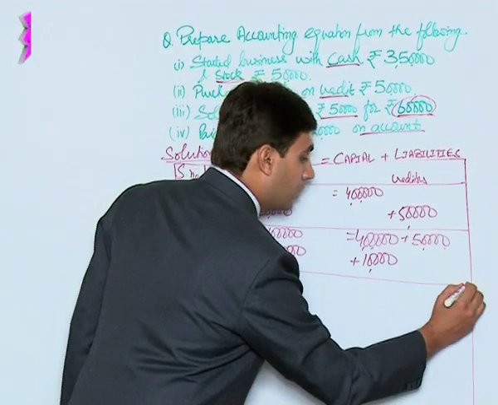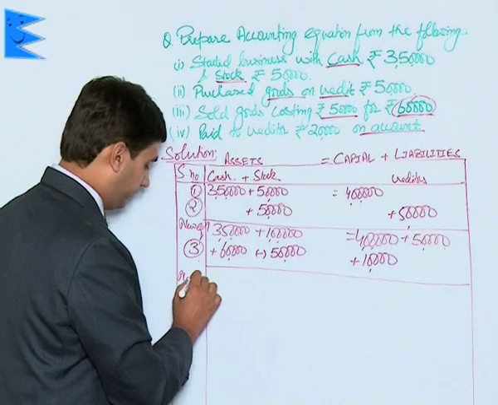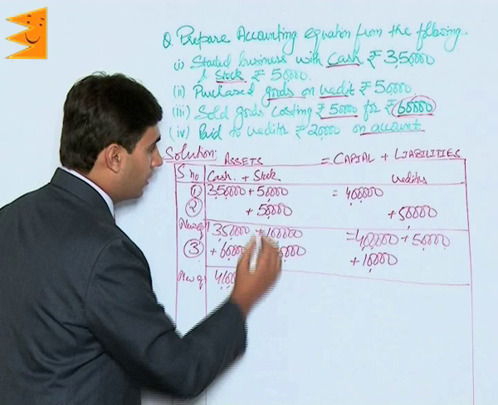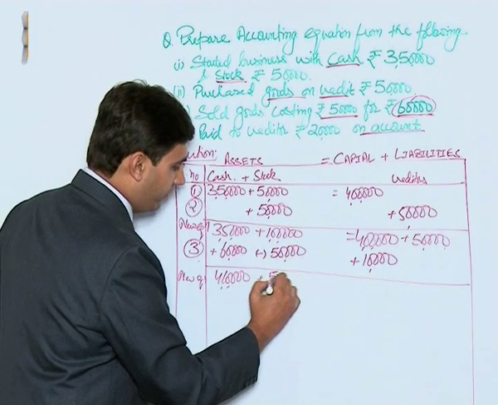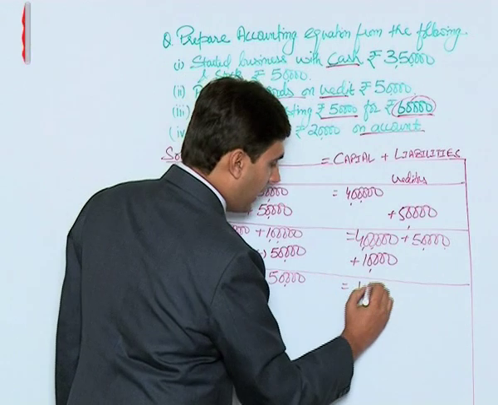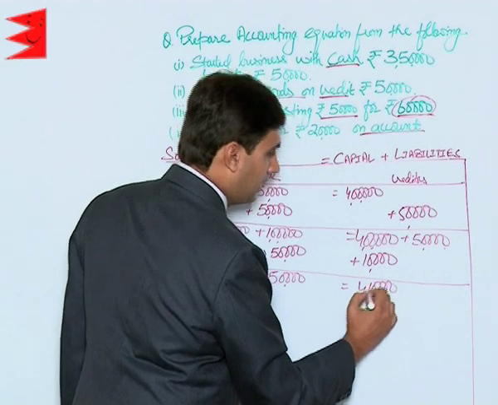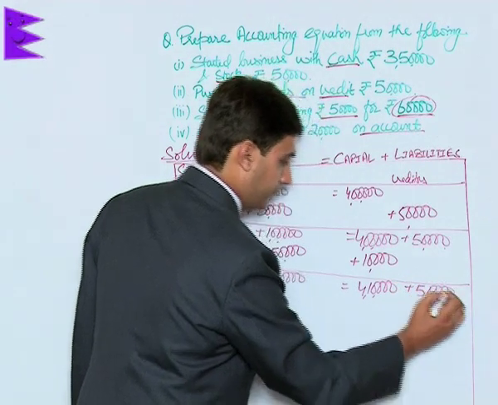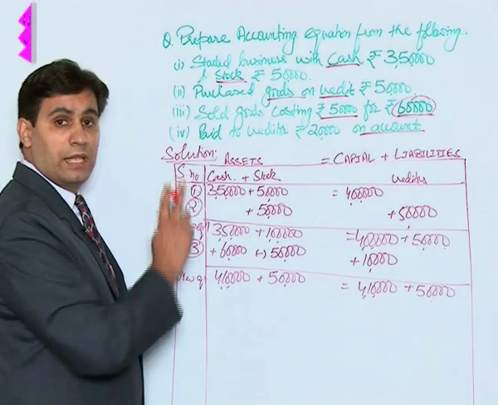So now the new equation becomes: 4,10,000 worth of cash, stock worth rupees 50,000, capital worth rupees 4,10,000 and liabilities of rupees 50,000.